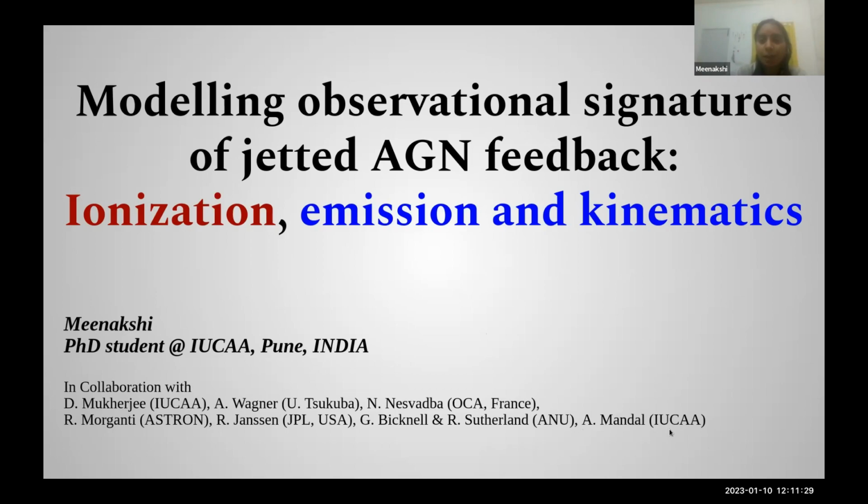So in our work, we mainly focus on these two aspects. First is ionization, and second is emission and kinematics, where this emission is from the gas which has been affected by the jet-gas interaction.